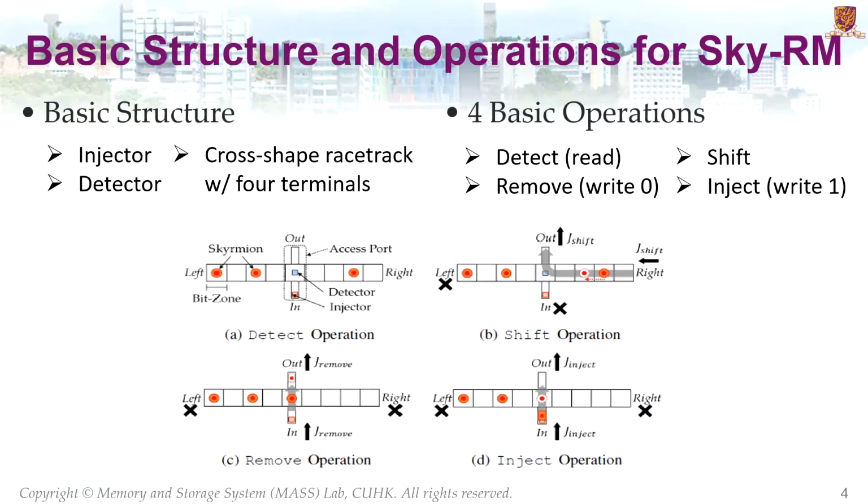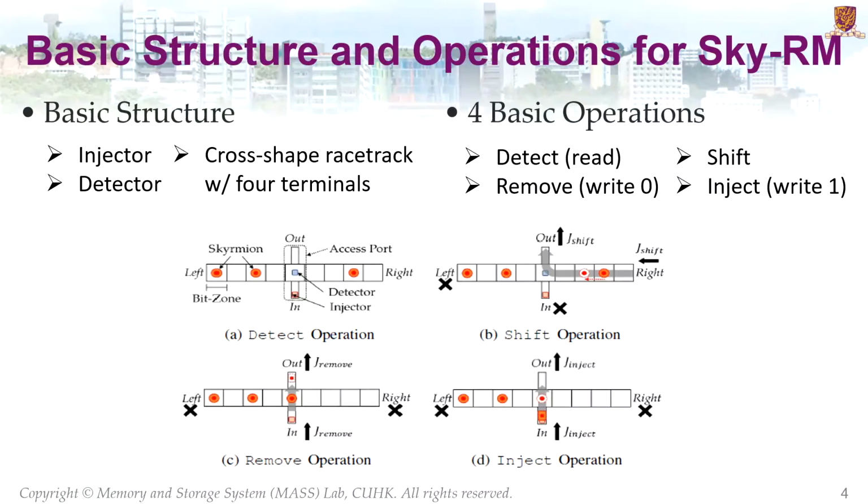In this basic structure, we need an injector for Skyrmion creation and a detector for Skyrmion detection. Besides that, we will also need a cross-shaped racetrack with 4 terminals for the Skyrmion's motions, and we will talk about this later. Also, please note that we often call the intersective bit zone the access port, because we can read and write data through that bit zone.